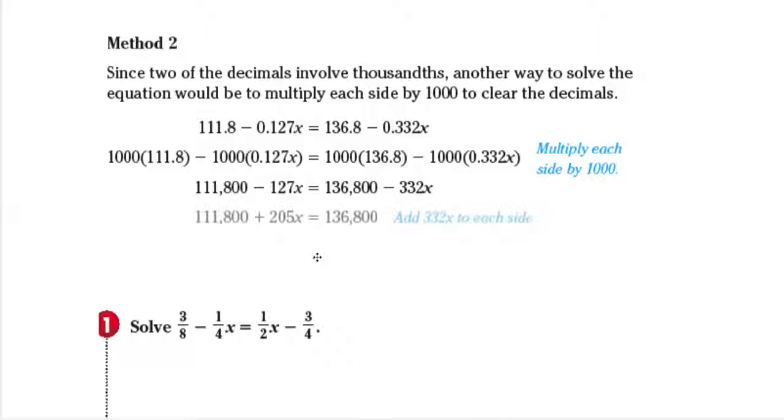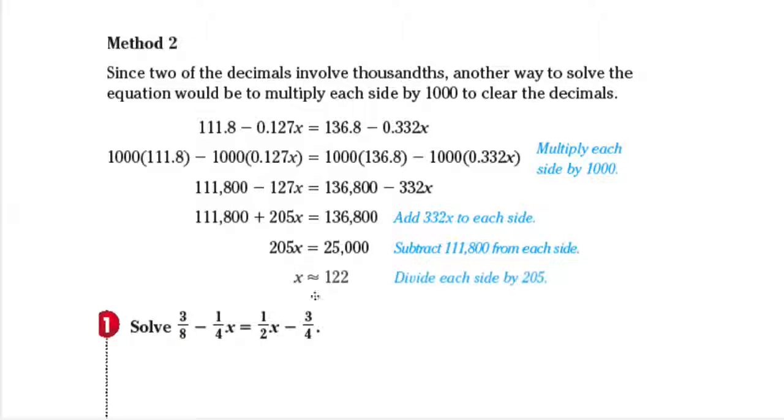You get rid of one of your variables on one side by adding 332x to both sides. If you add 332x to both sides, you end up with 205x, and then we simply get rid of 111,800 by subtracting it from both sides of the equation, and finally dividing both sides by 205, we end up with x is approximately 122. And that's how method 2 works if you're not comfortable dealing with decimals.